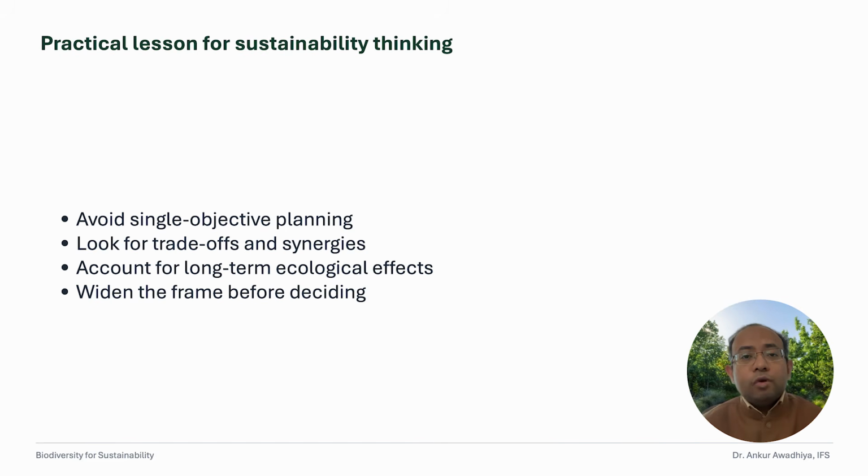A practical lesson follows from all this. We should avoid single objective planning. We should actively look for trade offs and synergies. We should account for long term ecological effects. And we should widen our frame before deciding. Many poor decisions occur because the frame is too narrow. The purpose of sustainability thinking is to widen that frame so that hidden costs, indirect effects, and future risks become visible.